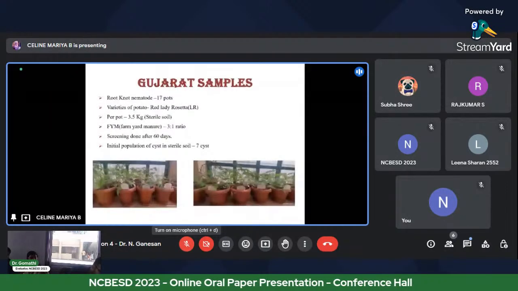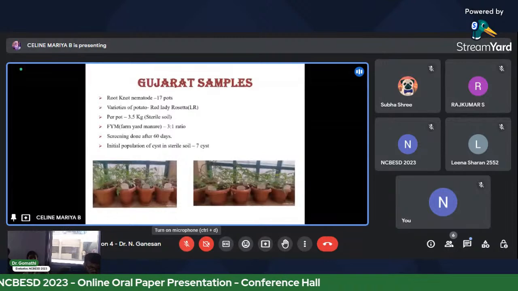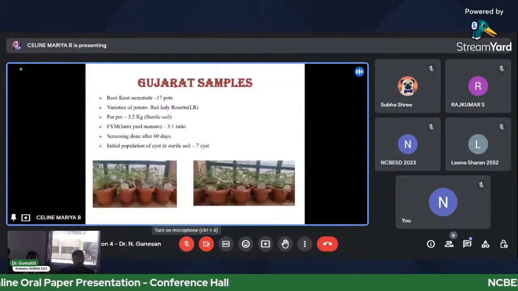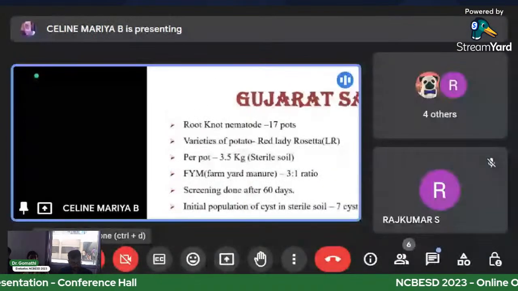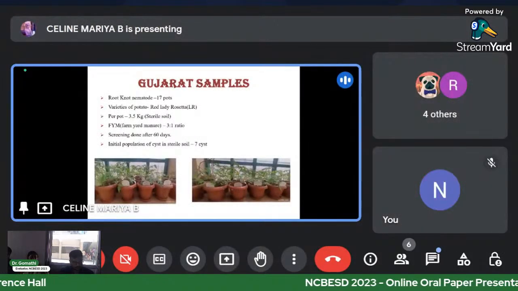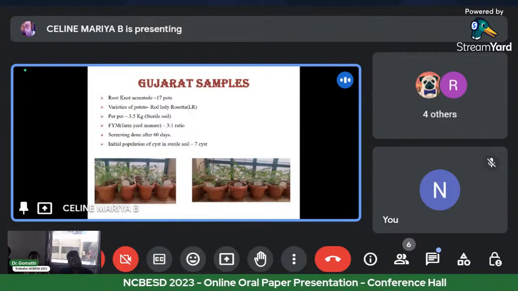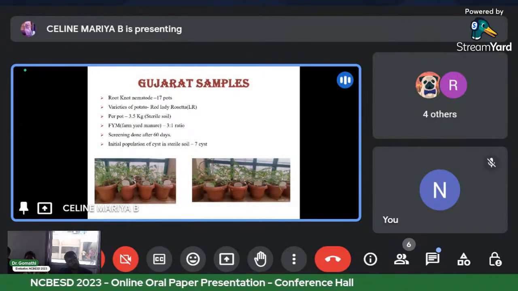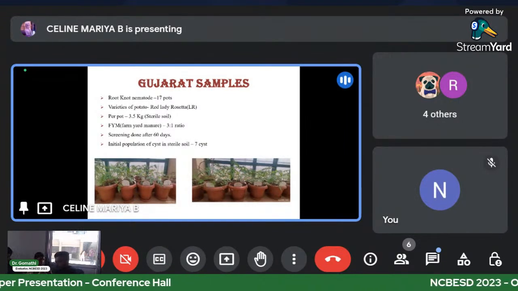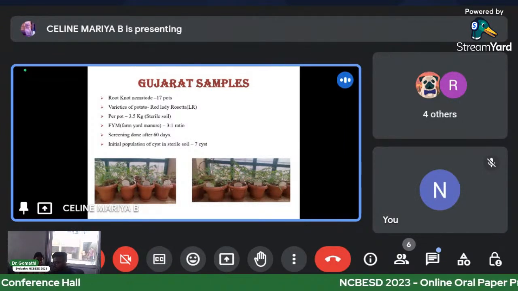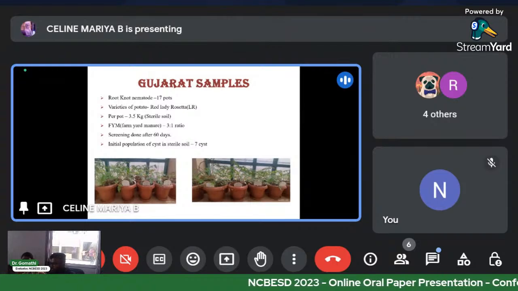The samples came from Gujarat. I planted 17 pots. The variety of potato I planted is Red Cherry Rosette. Per pot, 3.5 kg soil is added. The soil is terrace soil, and farmyard manure is added in a 3:1 ratio. Screening is done after 60 days. The initial population of cysts in terrace soil is 7.